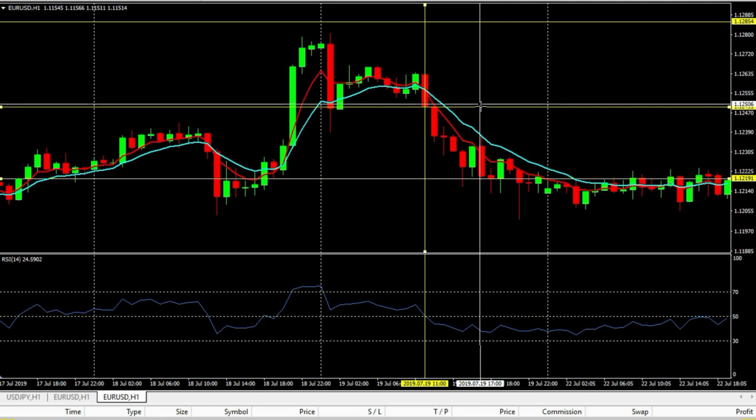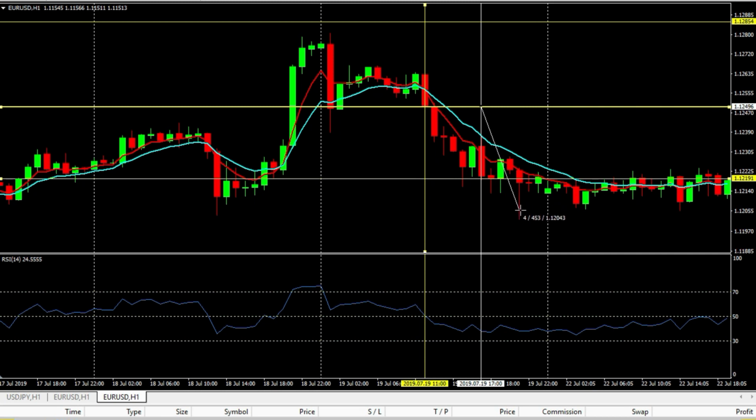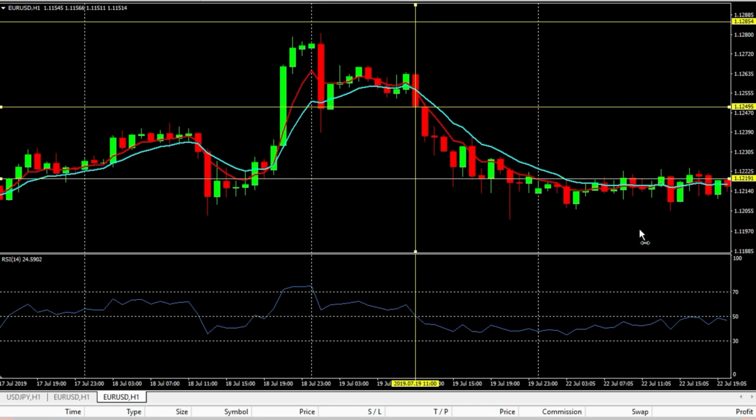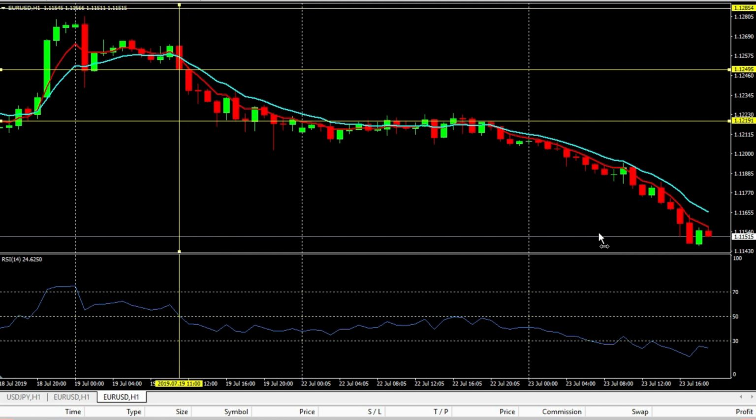So what are we risking? We are risking 35.7 pips. So we target 35.7 pips, which we get on this candle. So we get a profit here, and then the market stays in consolidation for the entire day.